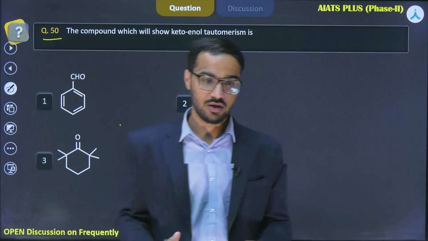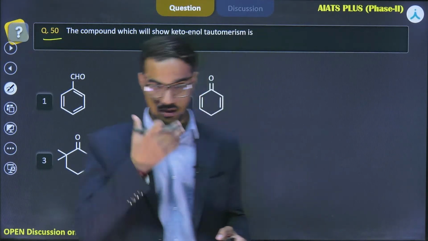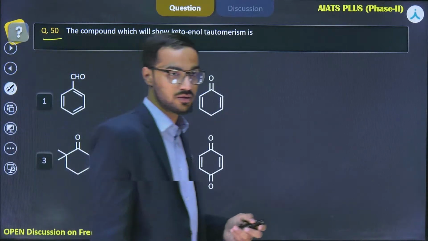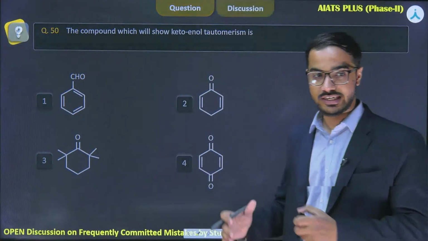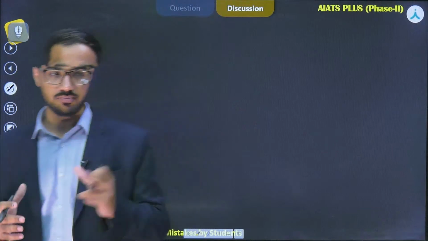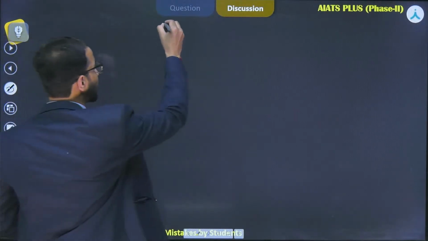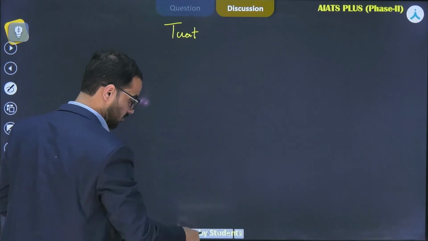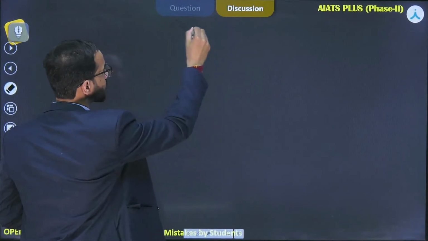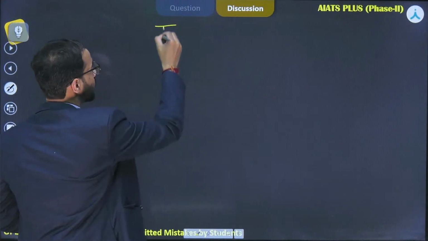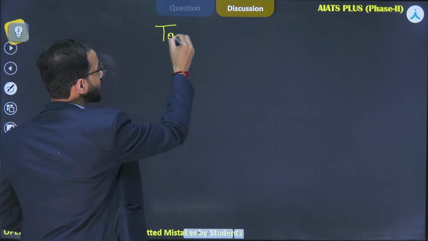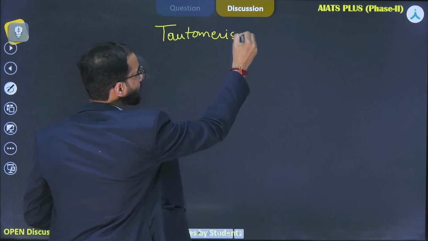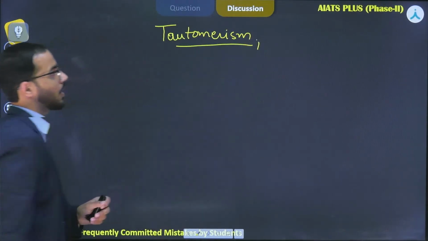We will see the explanation or answer to these questions in the meanwhile. So let us go to the detailed portion of tautomerization. For tautomerization, what should we have?